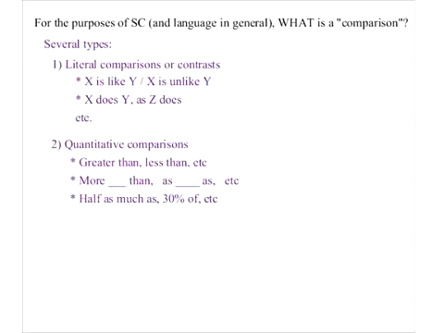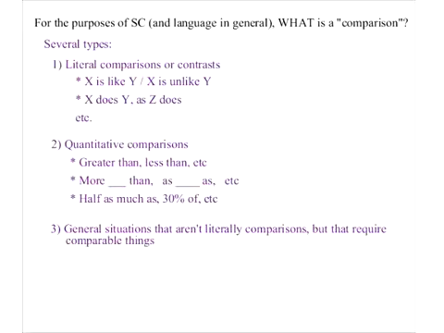And then finally, this is a little bit more abstract. Maybe you guys are thinking it and just not articulating it. But another class of things that counts as comparisons is just general situations that aren't literally comparisons, but that require comparable things anyway. That needs some explanation. Here's an example of this. Something like, I mistook X for Y, or the company replaced X with Y.